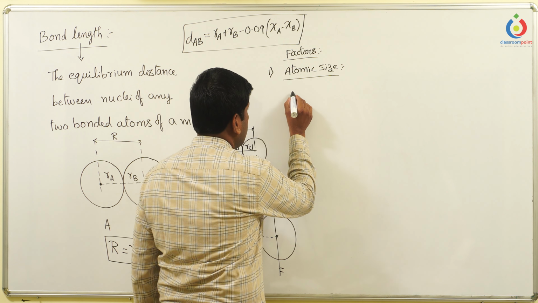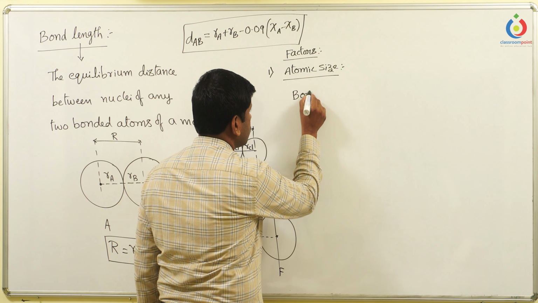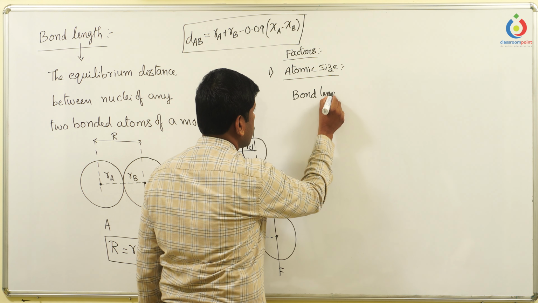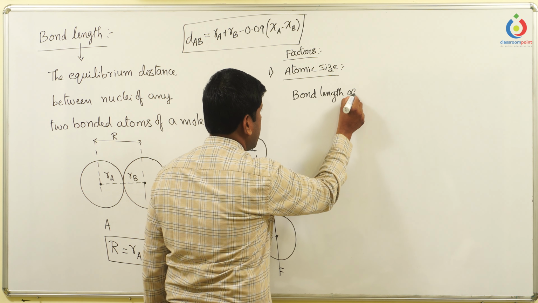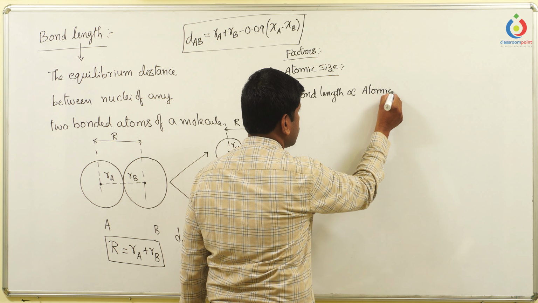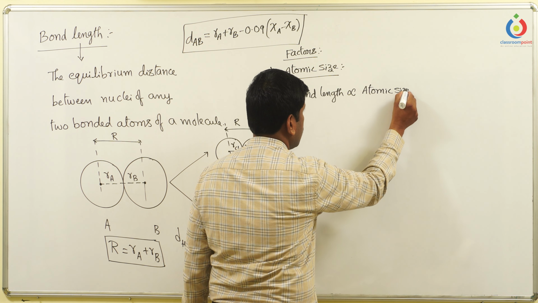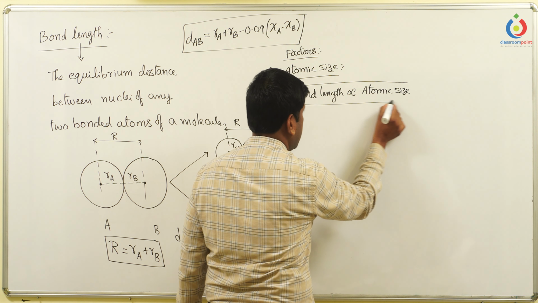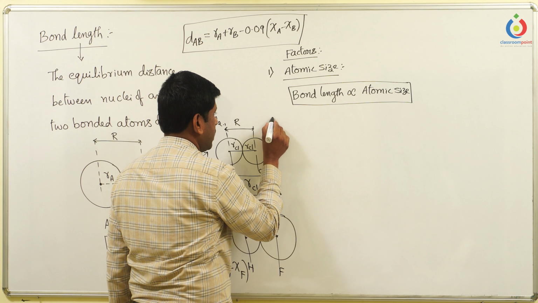So we can say that bond length is directly proportional to the atomic size, the atomic size of the bonded atoms. Let us take some examples.